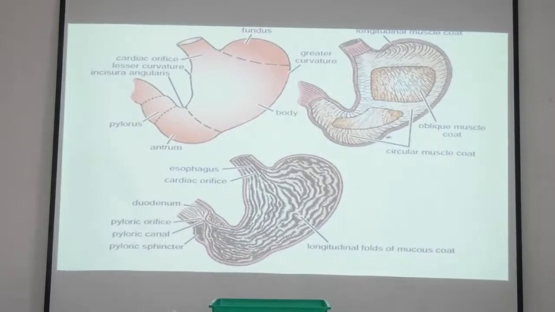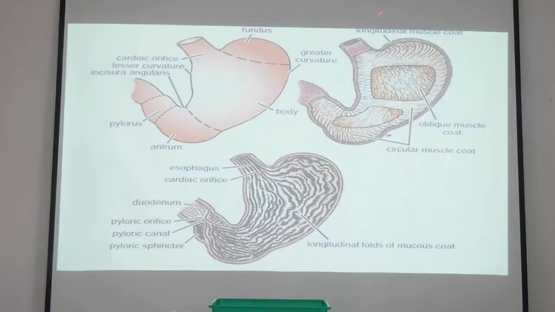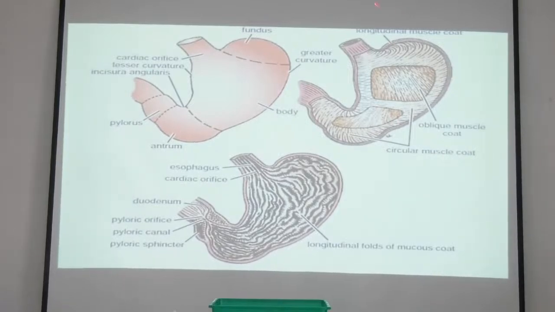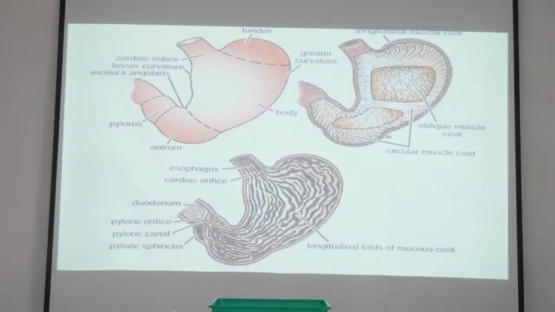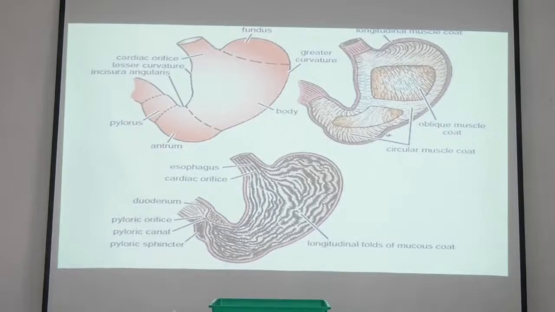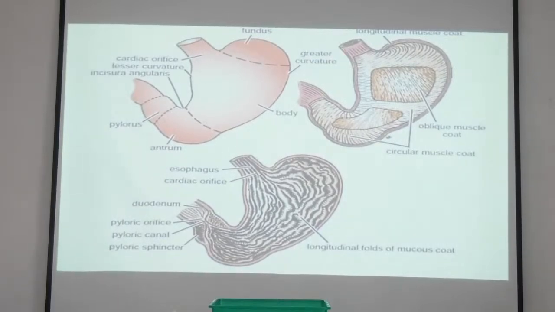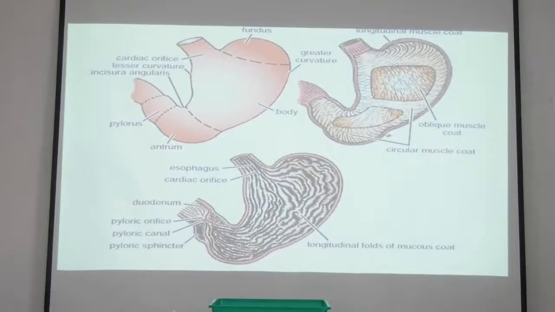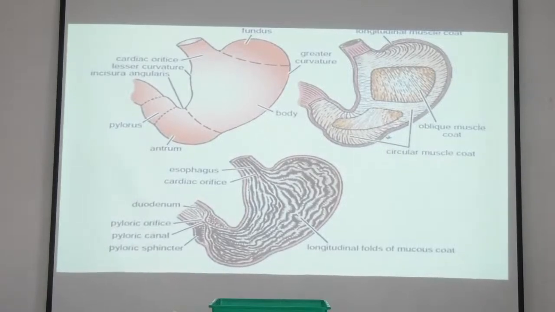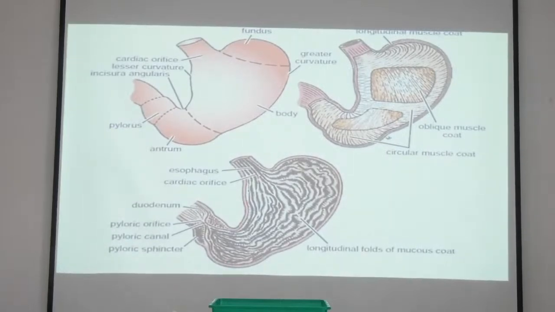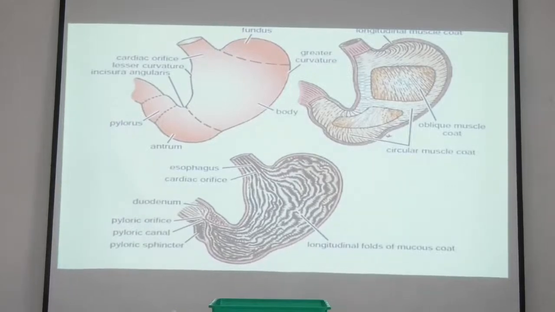Here the muscle layers have been shown. Outermost is the longitudinal muscle layer. Then there is the circular muscle layer. And innermost is the oblique muscle layer. So in the muscular layer of stomach, three muscle layers are present: outermost longitudinal, middle circular, innermost oblique. Okay, you have drawn this in your histology.